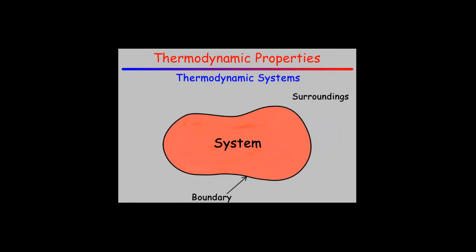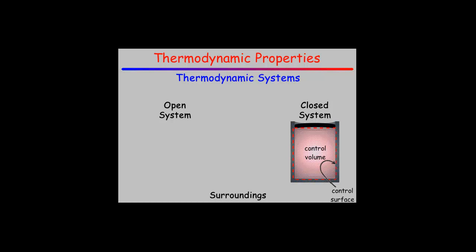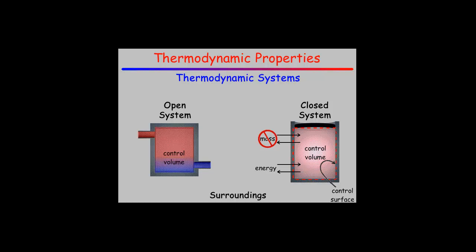A thermodynamic system is a quantity of matter or a volume in space chosen for study. Thermodynamic systems can either be open or closed. A closed system has a fixed mass, and mass cannot cross the system boundary. Open systems, such as a compressor, turbine, pump, or boiler, involve mass flow.